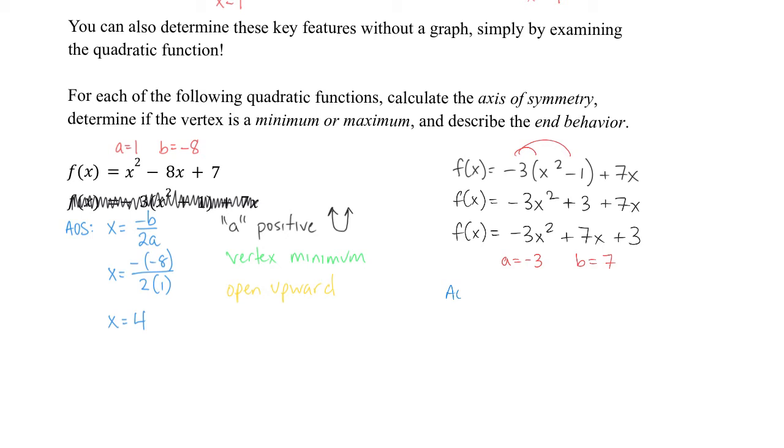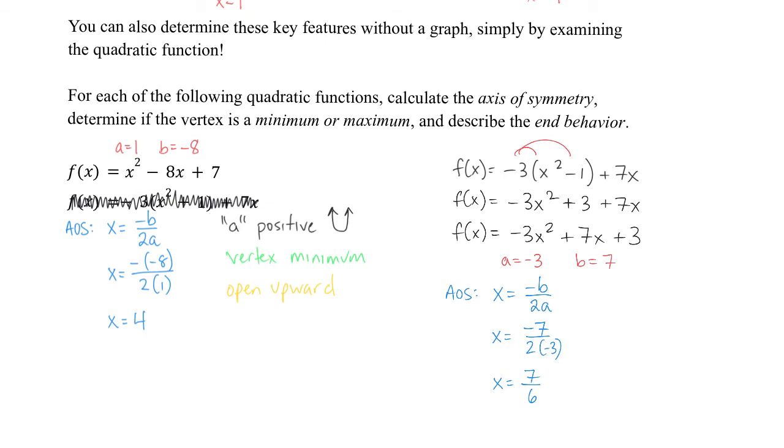Axis of symmetry, x equals -b over 2a. My b is 7. My a is -3. So this is going to be -7 over -6, which is +7/6. Negative over negative is positive.